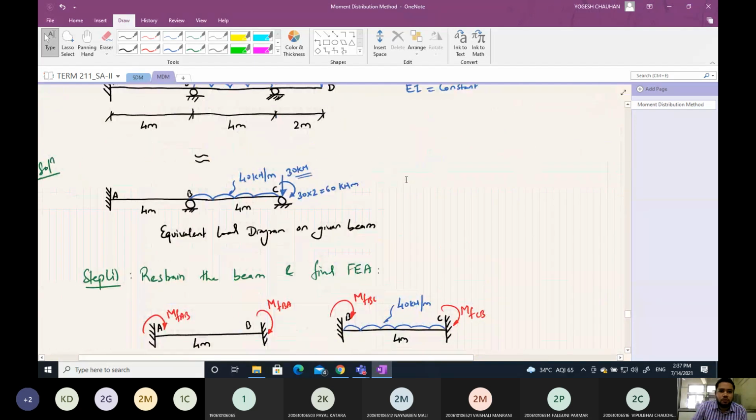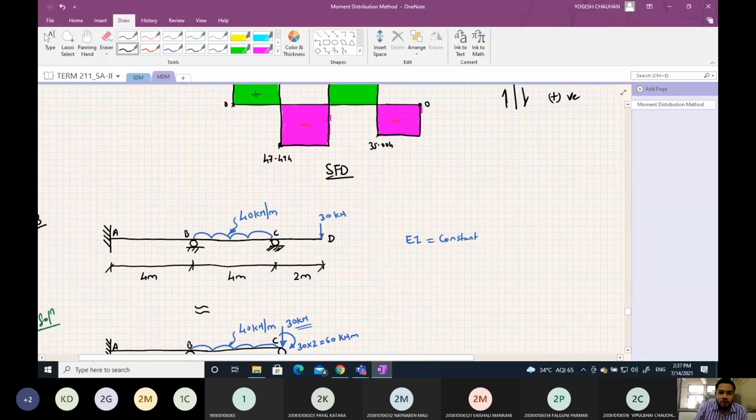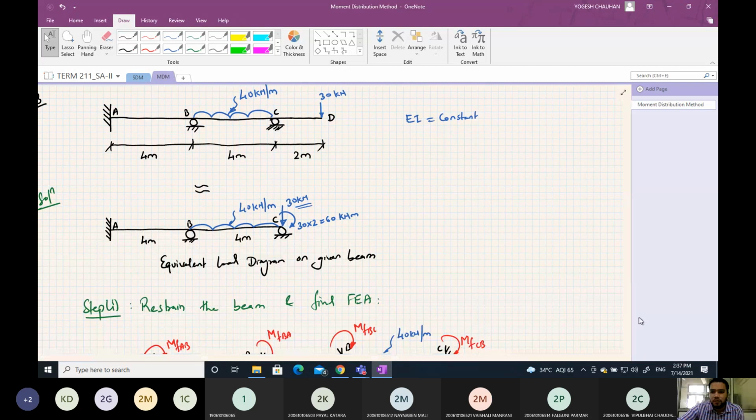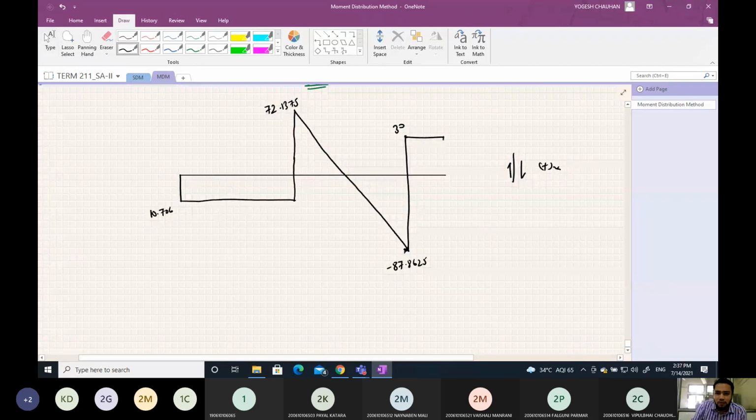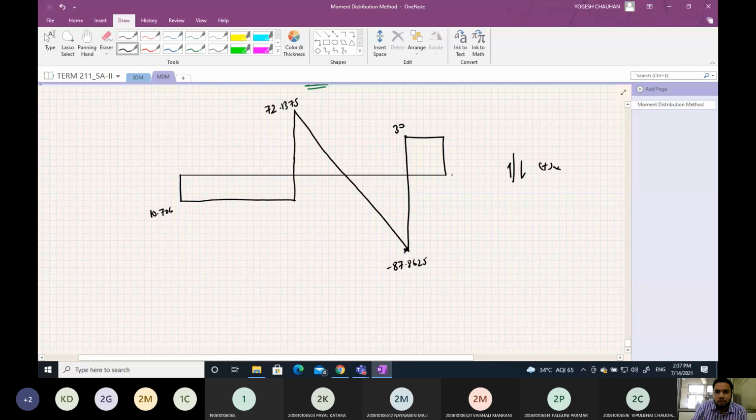Keep it constant up to just to the left of D point. As we just cross D point, this 30 kilonewton will come in the downward direction. So this will be 0. This is your negative shear, and this is positive shear.